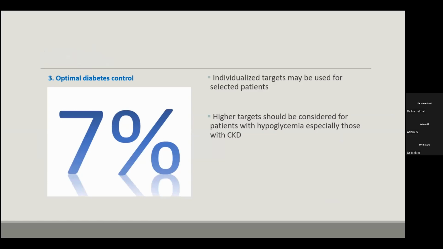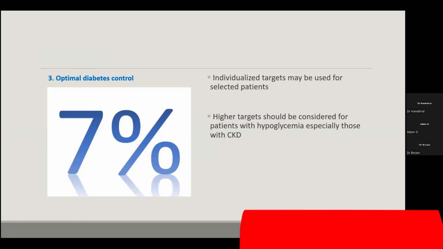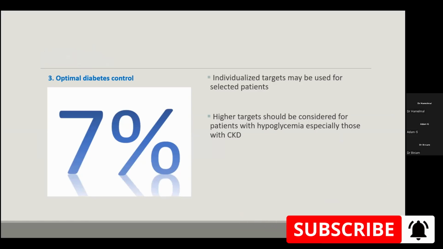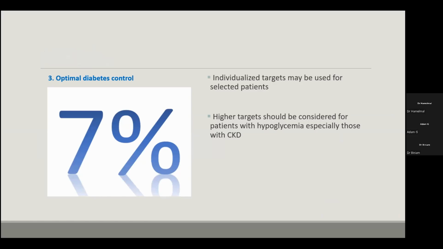So it's not in the guideline, that's why I did not put it here. So optimal diabetes control is the third thing you can do to decrease the progression of CKD. 7% is put in many diabetic guidelines, the new 2020 diabetes in CKD guideline, KDIGO, all recommend 7%, but this may be too low for some patients, especially patients with advanced CKD stages 4 and 5.